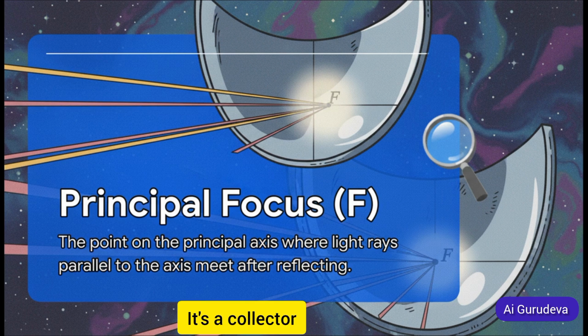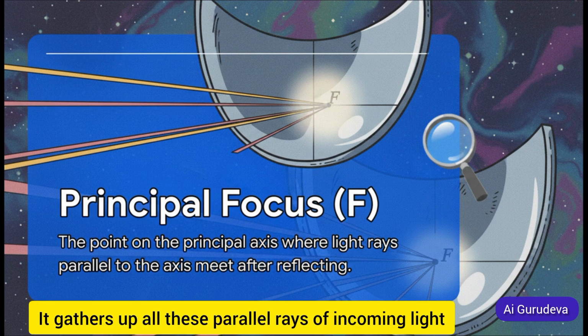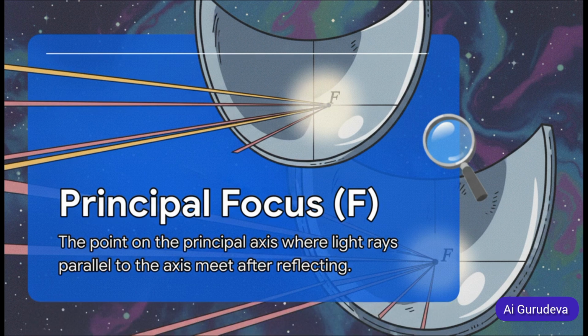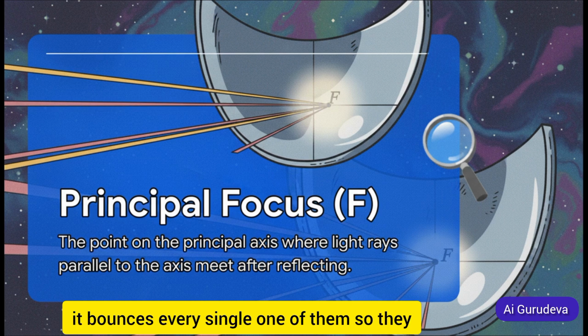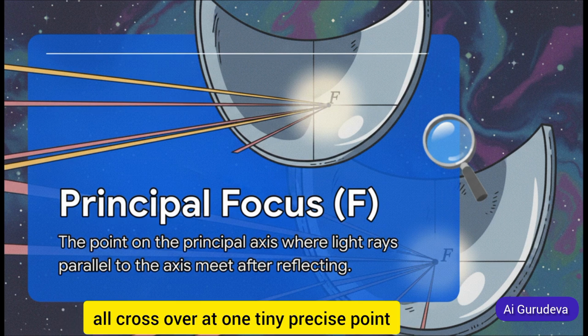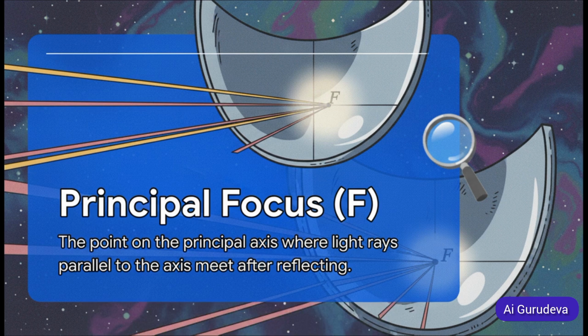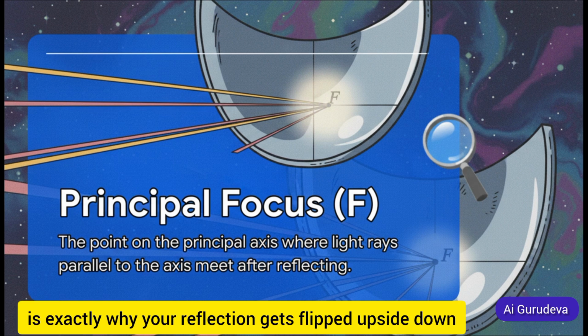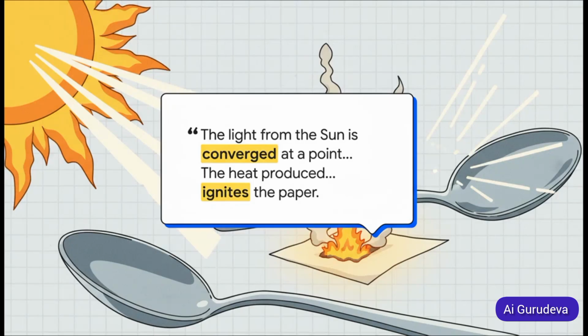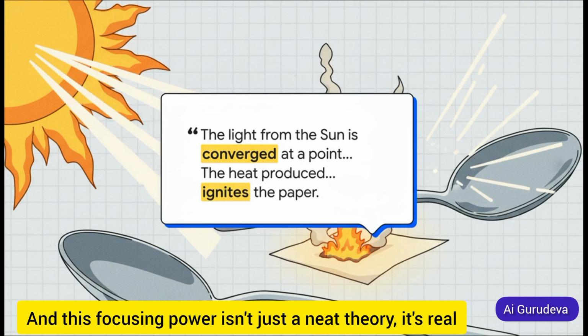It's a collector. It gathers up all these parallel rays of incoming light, and using those laws of reflection, it bounces every single one of them so they all cross over at one tiny precise point. We call that point the principal focus. And that focusing effect, by the way, is exactly why your reflection gets flipped upside down.